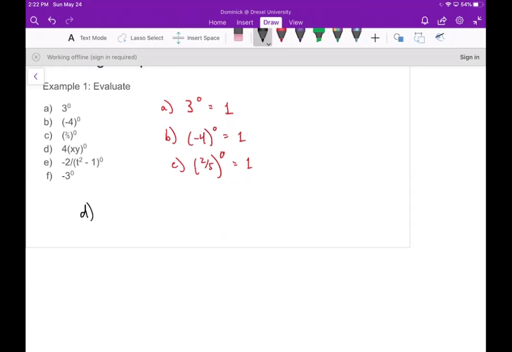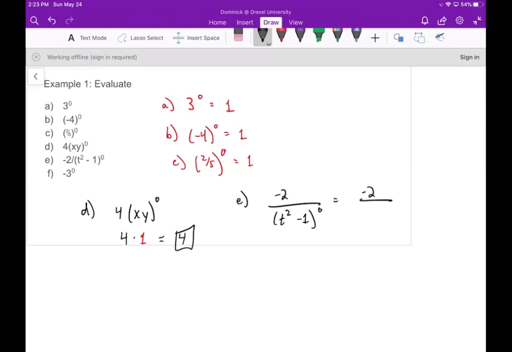Now in part D, we have 4 times xy to the 0. Now the 0 is only attached to the xy, so that's the only part that's going to become 1. But we still have this 4 from before. So then we have 4 times 1, which of course is 4. In part E, we have negative 2 over t squared minus 1 to the 0. In this case, in the denominator, we're going to assume that t is not 1 or negative 1, so we don't have any issues there. And this would give us negative 2 over 1, which is negative 2.